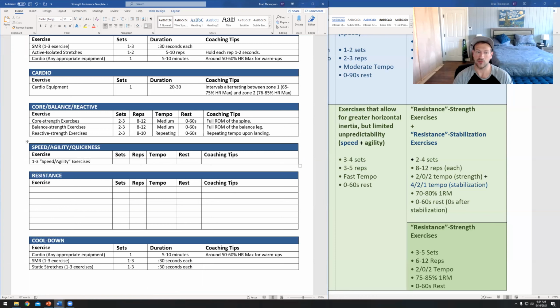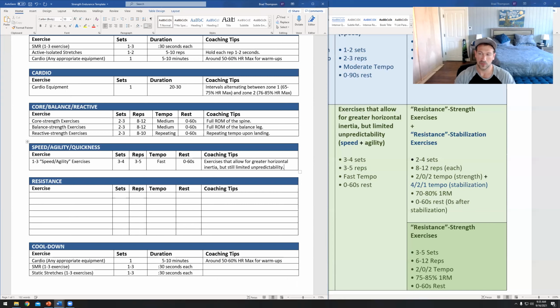So when I say speed/agility, what I mean is exercises that allow for greater horizontal inertia, but still limited unpredictability. Okay, so we're still limiting that somewhat.